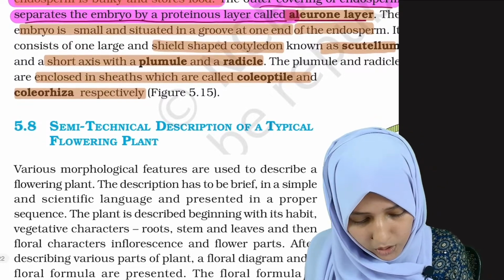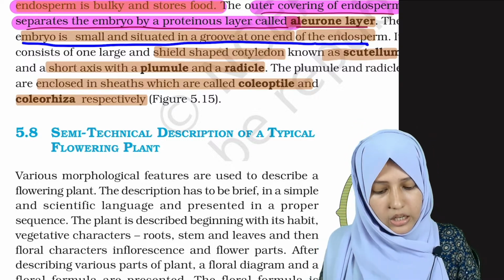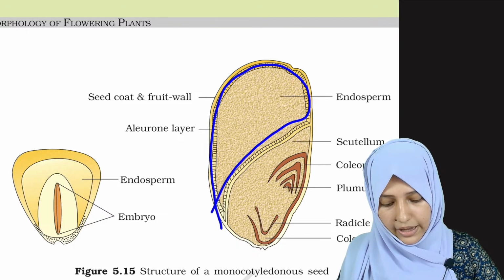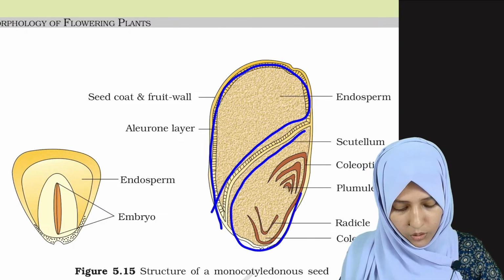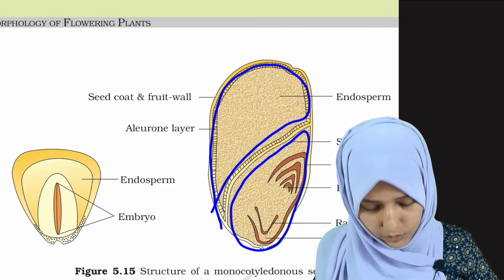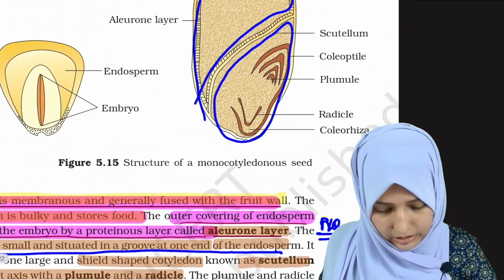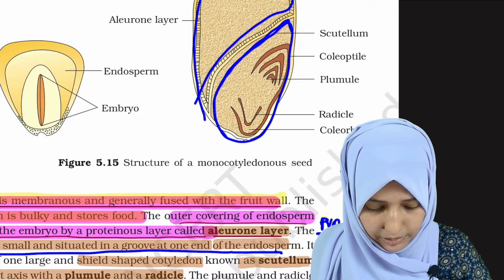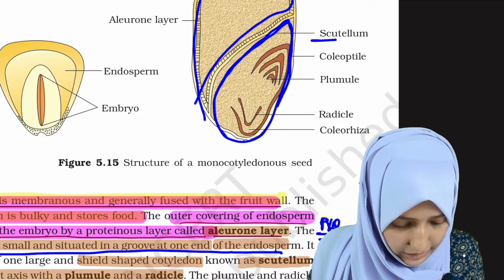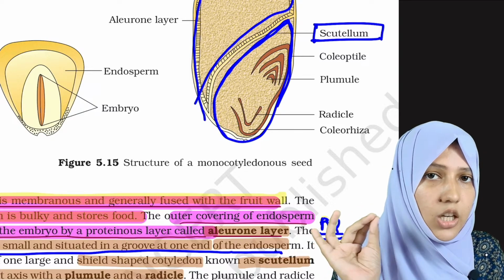Clear? The embryo is small, and it is situated in a groove at one end of the endosperm. Just see, this is the endosperm, and as compared to the endosperm, this is the embryo, which is small and situated at an end in the groove. It has a shield shaped cotyledon, known as scutellum. The cotyledon of monocot plants is known as scutellum.